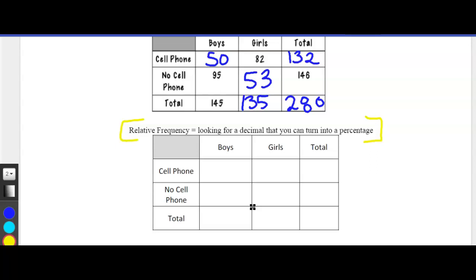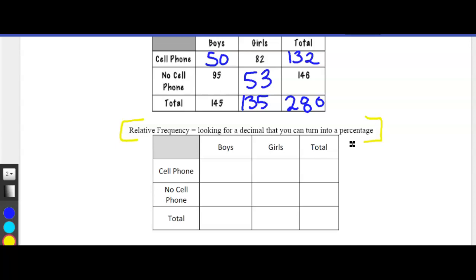And what that means is we're going to take all of the numbers from the top, and we're going to look for the decimal. And that decimal is what you can use to make your percentage. So I'm going to go through and work these out. I'll work out the first column with you guys, and then we'll look at all the other ones together in a minute.